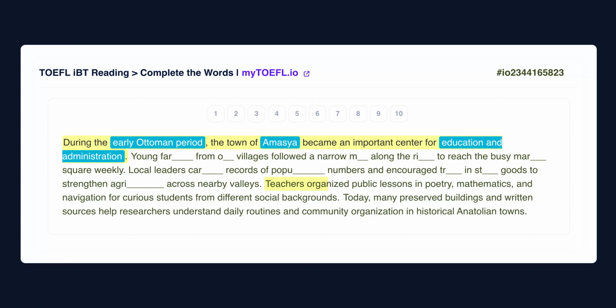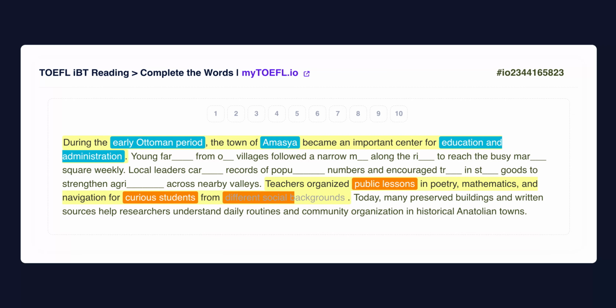Teachers organized public lessons in poetry, mathematics, and navigation for curious students from different social backgrounds. This sentence adds wonderful detail to our theme of education. It mentions public lessons, which tells us that learning was a community activity. We also see that these lessons were for curious students, showing the town was full of eager learners. The fact that they came from different social backgrounds emphasizes that Amasya was a diverse and inclusive center of knowledge. These details reinforce the idea that the city was a busy, intellectual place.